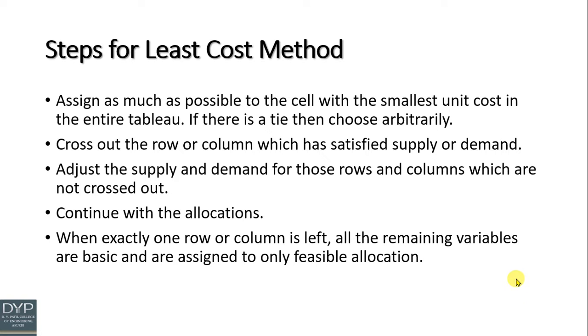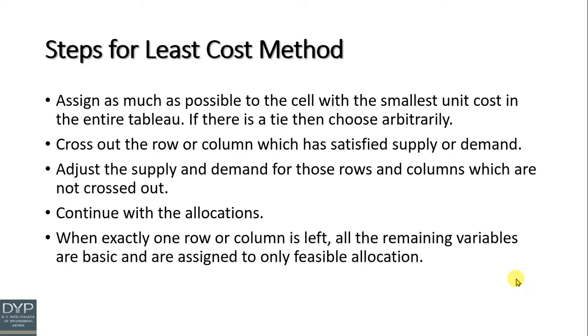Now, the steps for solving this problem are: you have to assign as much as possible to the cell with the smallest unit cost in the entire tableau. If there is a tie, then you have to choose arbitrarily. Cross out the row or the column which has satisfied the supply or demand. Adjust the supply and demand for those rows and columns which are not crossed out.